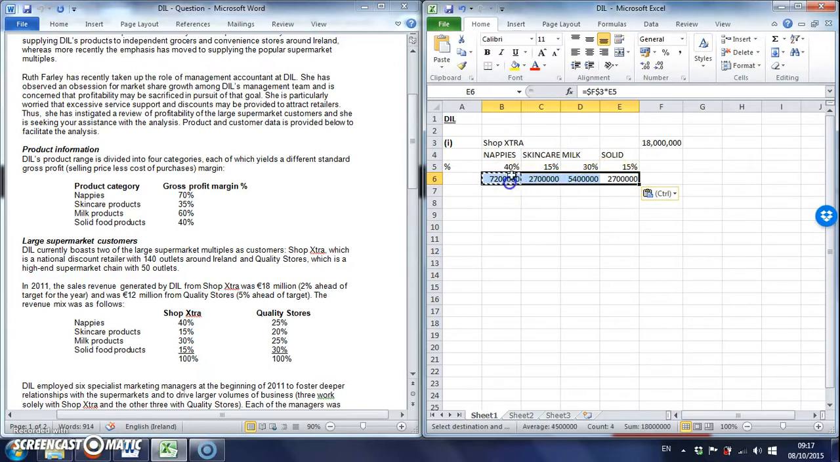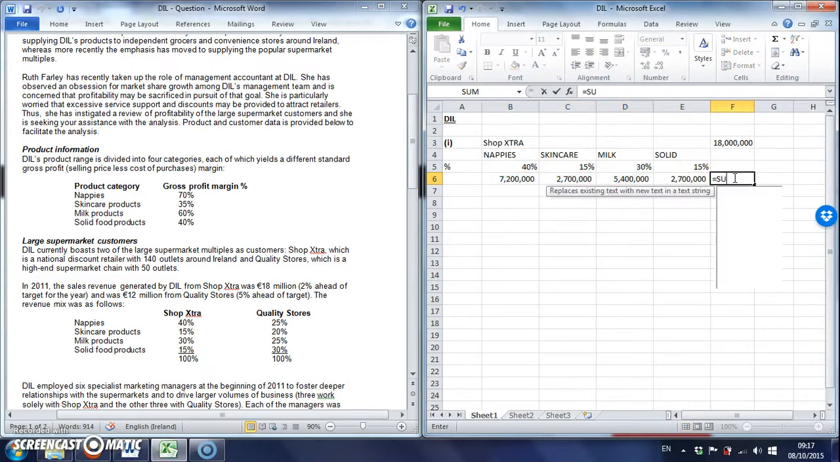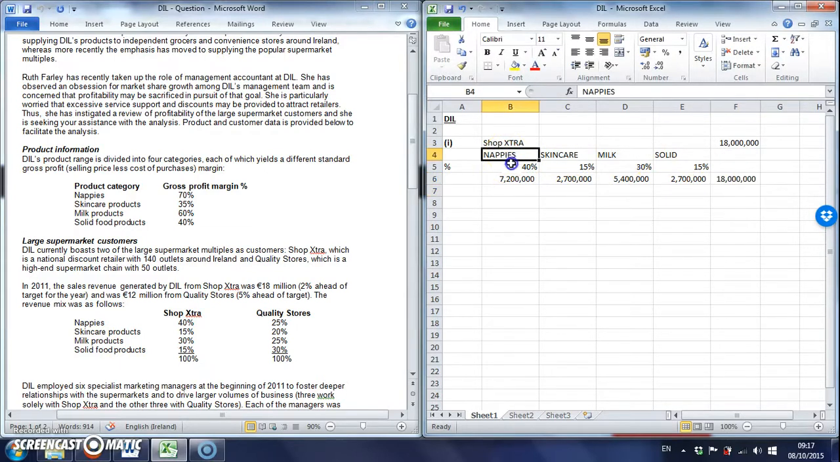So all you're doing so far is really to figure out, well, what's the split of the revenue, because each of those revenue streams has a different gross profit margin. And you'll note that if you sum them up, the total revenue still comes to your 18. We've now just split it over the different products.